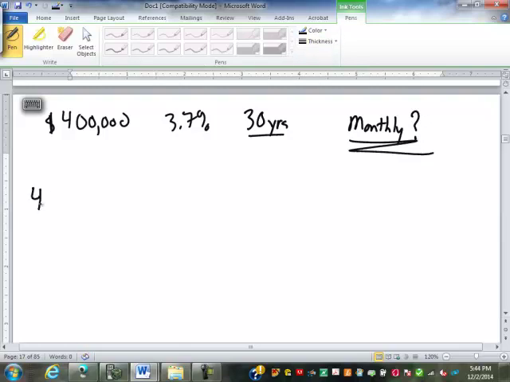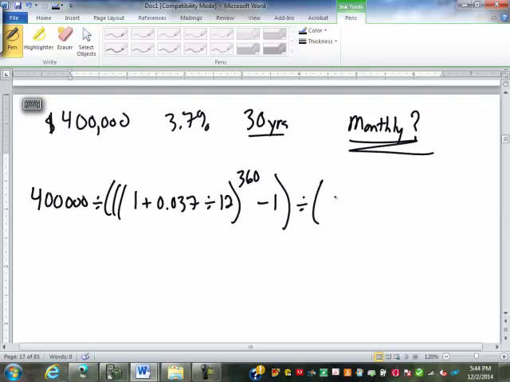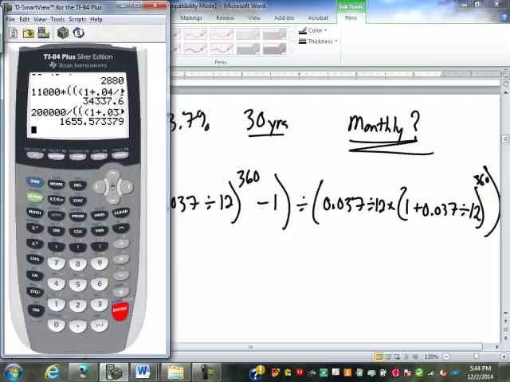Well, 400,000 divided by open parentheses, 1 plus 0.037 divided by 12, close. 30 years is how many periods? Times 12 is 360, minus 1, close, divided by open 0.037 divided by 12 times 1 plus 0.037 divided by 12, close to the power of 360 and close. So let's try it.